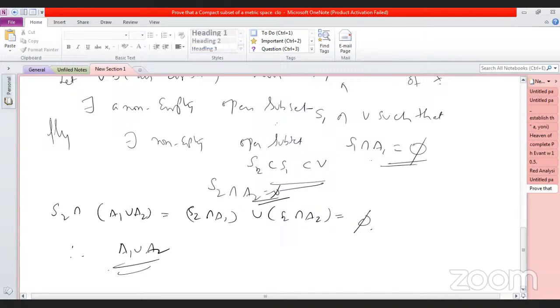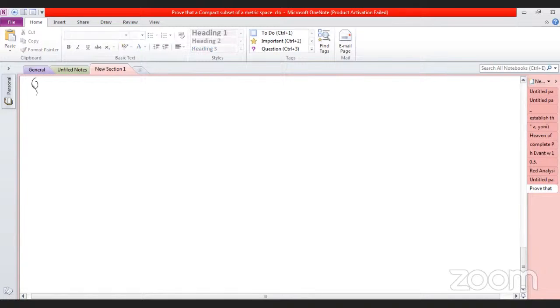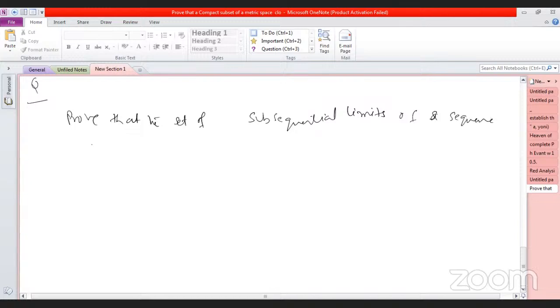Next, another question I am coming to. Prove that the set of subsequential limits, the limits of subsequences, of a sequence in a metric space is a closed set. So prove that the set of subsequential limits of a sequence in a metric space is a closed set.